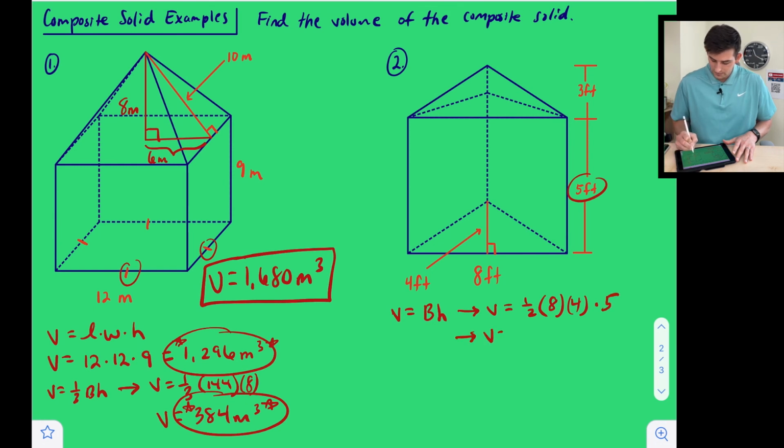Okay, so now we have volume is equal to, this would be 16 times 5, which is 80, and this is going to be cubic feet. Okay, so we'll put a star by that for now. That's one of our volumes, right? We'll go ahead and circle that.